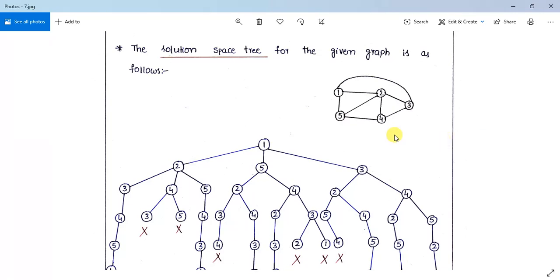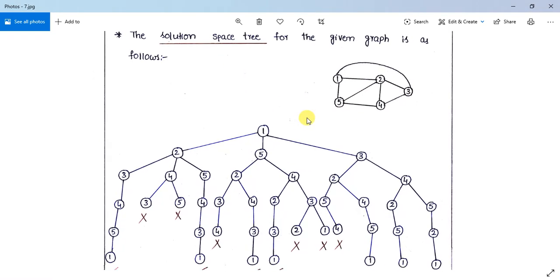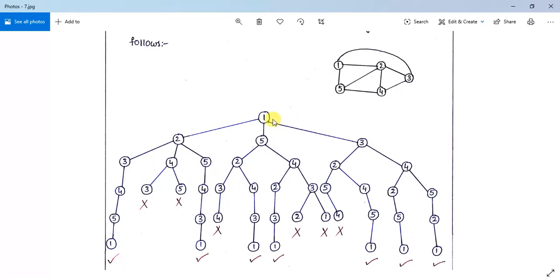Next, let us see how to find the Hamiltonian cycles by drawing a solution space tree. In backtracking, generally you are going to solve a problem by drawing the state space tree. So here, by drawing the state space tree, you are going to find the Hamiltonian cycles. I am going to fix the starting vertex as the first vertex 1, so that's why I have taken it as a root vertex. Then from this vertex I need to check the various possibilities of visiting the adjacent nodes.